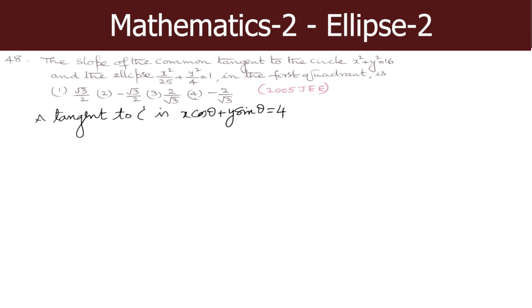You know the condition for the line x cos alpha plus y sin alpha equal to p to be tangent to the ellipse x square by a square plus y square by b square equal to 1. The necessary and sufficient condition is p square equal to a square cos squared alpha plus b square sin squared alpha. So this is tangent to the ellipse.